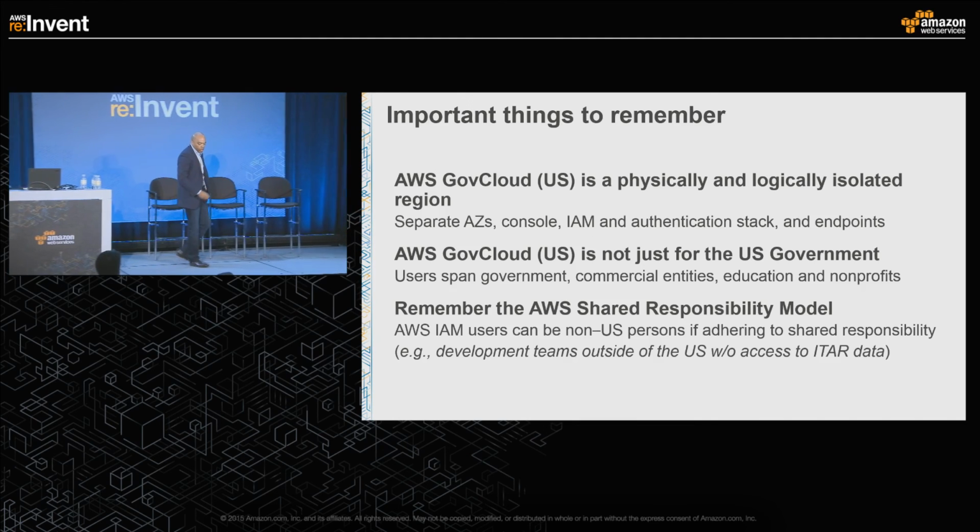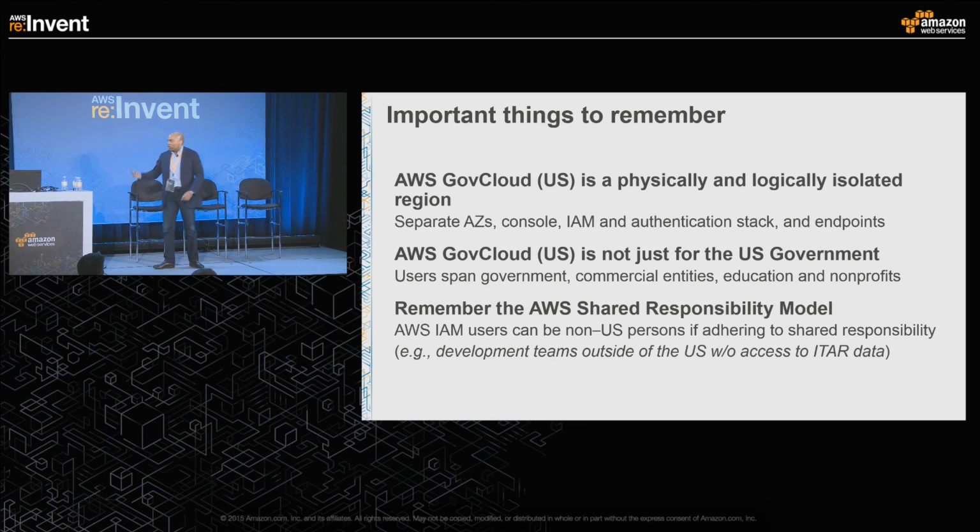Thanks, John. As we wrap up, we just want to leave you with a few key points to keep in mind with GovCloud. First and foremost, to reiterate, it is a physically and logically isolated region. So it has separate availability zones, an independent management console, a separate identity and access management and authentication stack, as well as unique endpoints to the region. It really is a truly isolated region as part of our AWS platform.